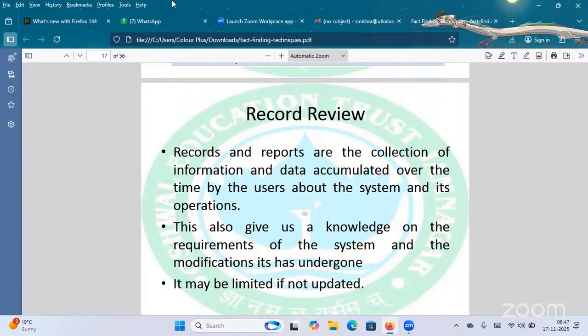So the people face that they are not able to work with the old system. So there are some errors there. So that can be studied or reviewed by the system analyst. So that is the record review.